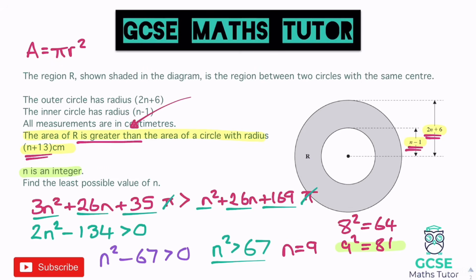There we go, and that is the first number that we can sub in that gives us a value that's bigger than 67. So there we go, that's our final answer. n equals 9, that's the least possible value that n can be to make sure that it's bigger than 67, and obviously satisfies this inequality that we've written earlier in the question.